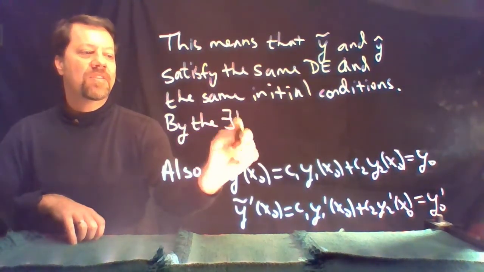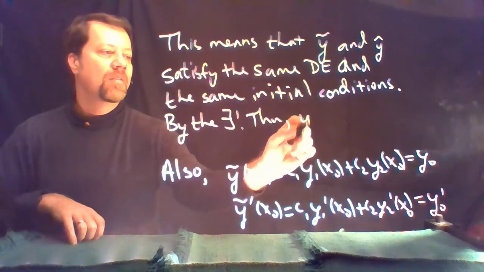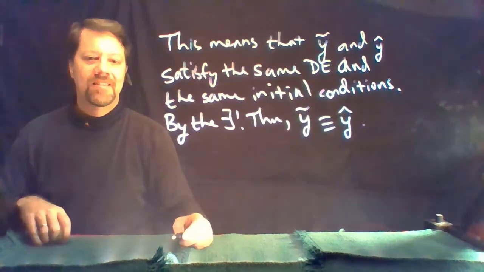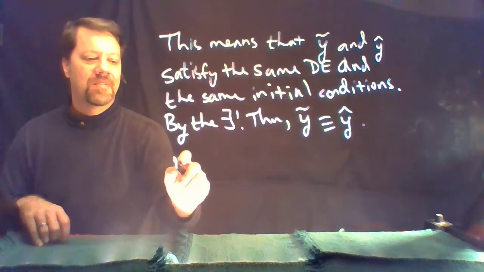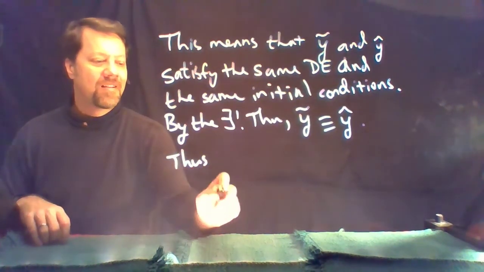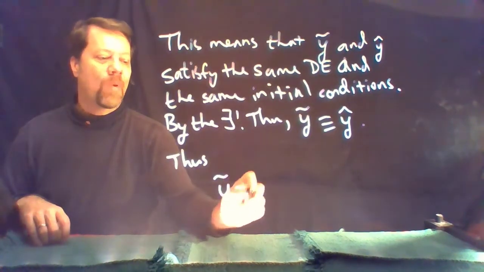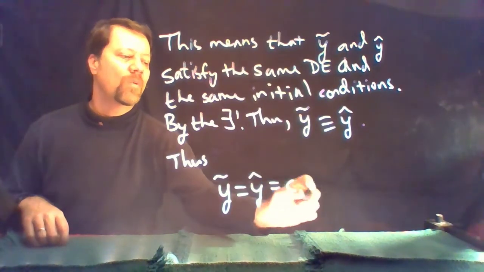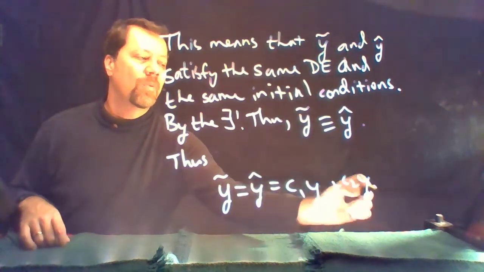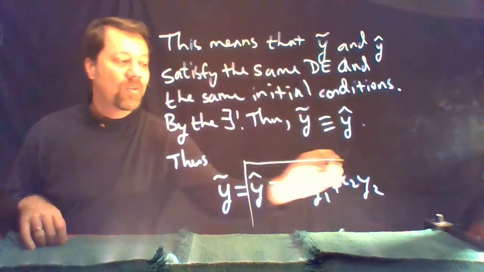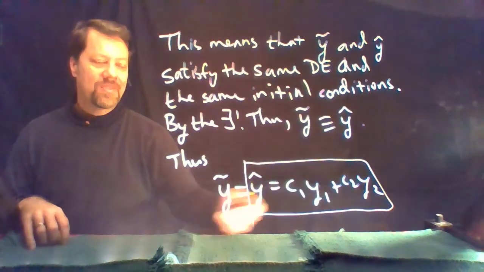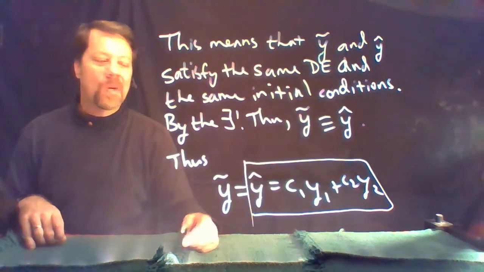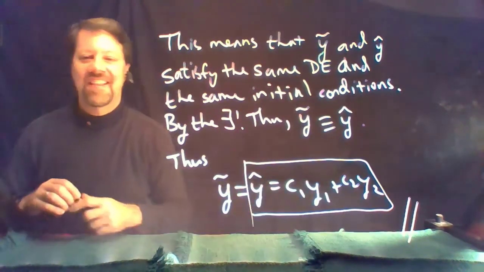By the existence uniqueness theorem, y tilde must be identically equal to y hat. But wait a minute. If y tilde equals y hat, and y tilde is c1 y1 plus c2 y2, that means y hat is also c1 y1 plus c2 y2 for unique constants c1 and c2. And that's the end of the proof.